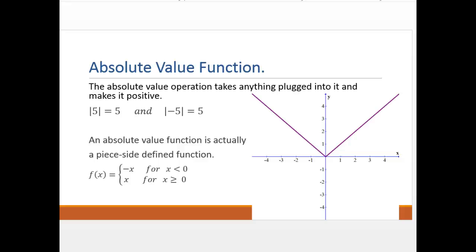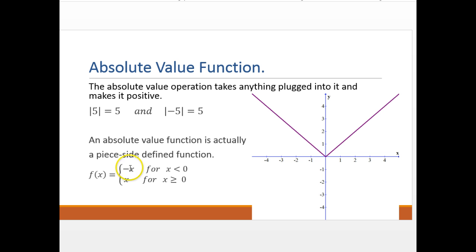Defining what an absolute value function is. The absolute value operation takes anything plugged into it and makes it positive. We've seen before the absolute value of 5 equals 5, and the absolute value of negative 5 equals 5 as well. An absolute value function is actually a piecewise defined function.